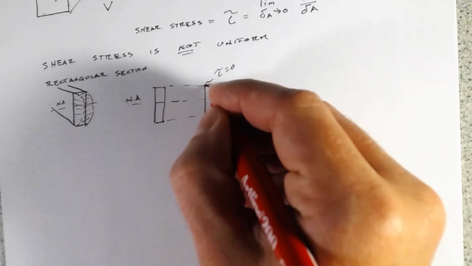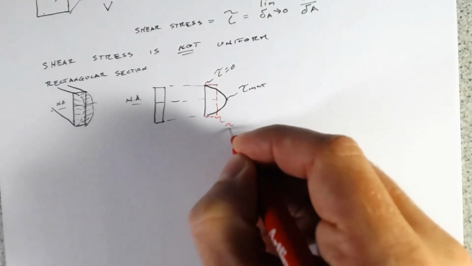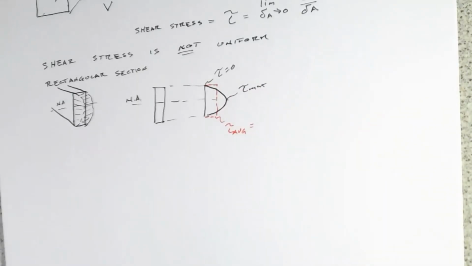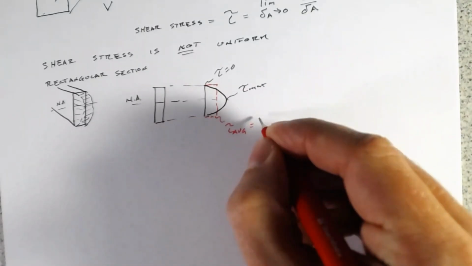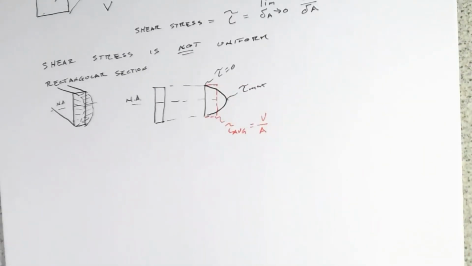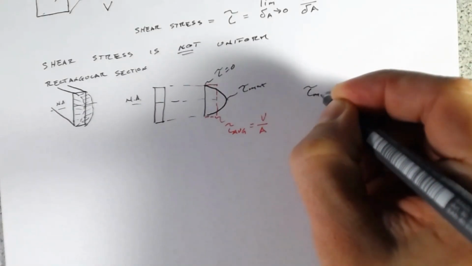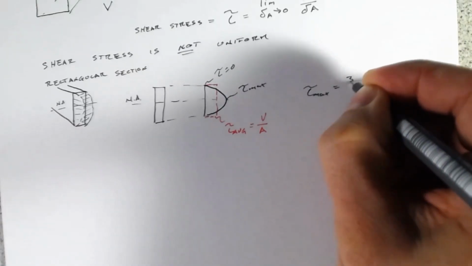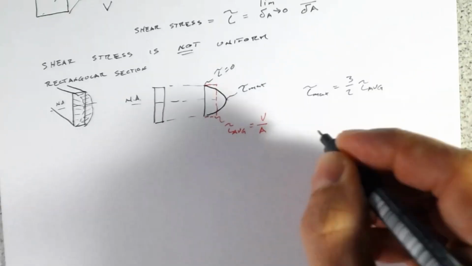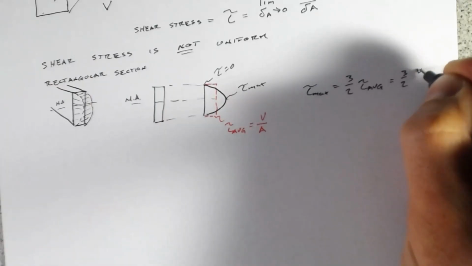If we want to look at an average stress, it's really a rectangular profile. We'll call that tau av. And just like with our direct stress, our axial stress, we're assuming that stress is V over A. And if you work out the math, you'll find out that tau max equals 3 over 2 tau av, which equals 3 over 2 V over A.